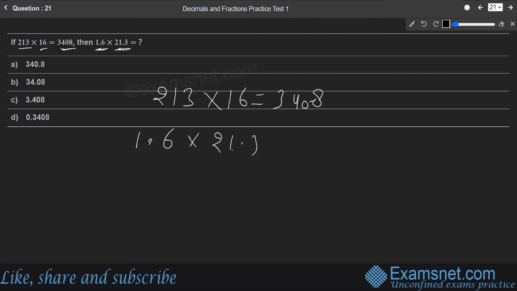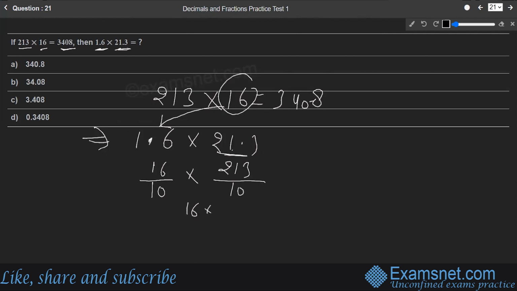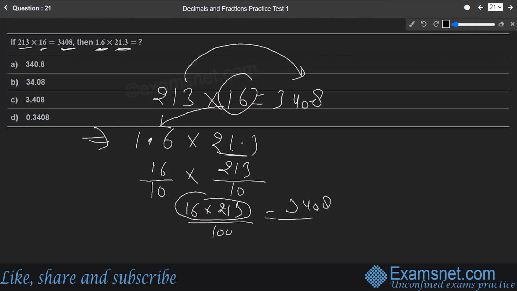So clearly we don't need to multiply like that. Just see the pattern. 1.6 can be written as 16 by 10, and 21.3 can be written as 213 by 10. Now this can be written as 16 into 213 over 100, and 16 into 213 we already know the value as 3408. So this has to be 3408 divided by 100, which is nothing but we just need to shift the decimal, which is going to be 34.08.